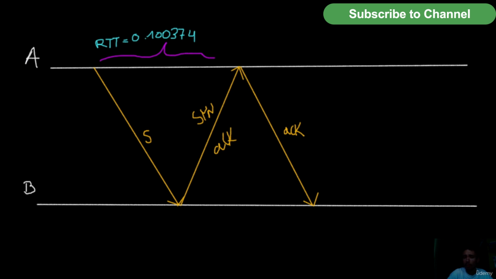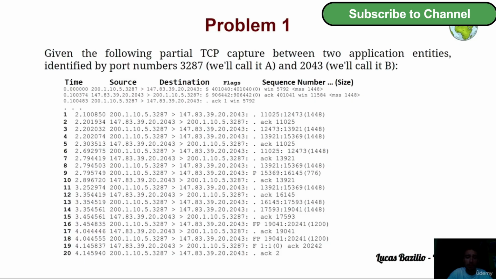Keep in mind that it is evident that the round trip time is not going to be the difference between this and this. Why? Because this difference is very small. We already said this before. The second segment and the third one, the difference between these two is a very, very small value. And this is clear because the capture is being made on the application A.